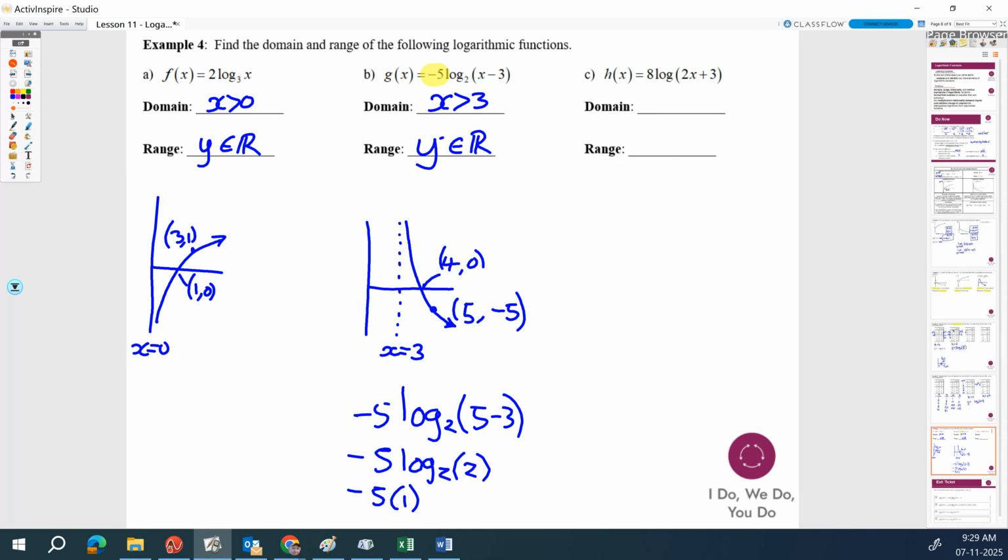So our last function, are we going to move the vertical asymptote left or right? Why? Because it's a positive here, so we're moving the vertical asymptote left. What is the equation for the vertical asymptote going to be? X equals negative 3 over 2. Don't forget to always say x equals negative 3 over 2. Is the curve going to be concave up or concave down? It's going to be concave down. It's going to look like this.